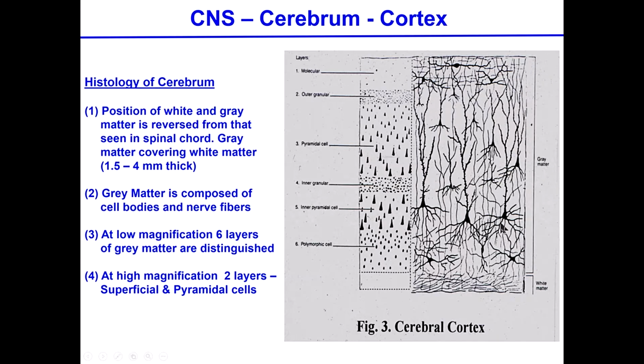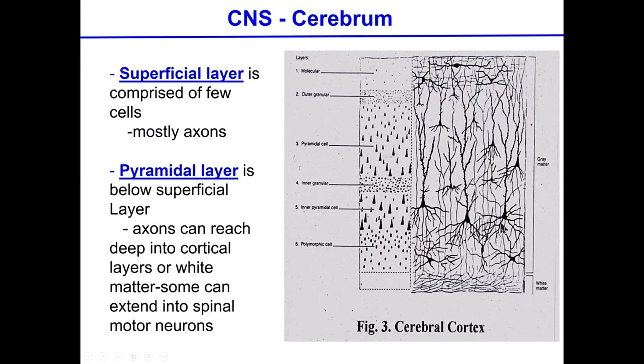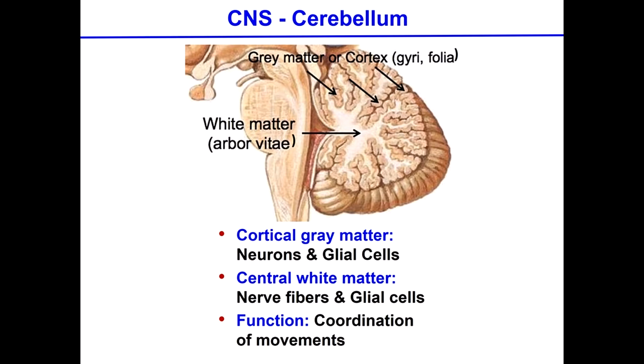And many axons extend all the way from the top to the bottom of the cortex. So in the superficial layer, as you can see here, most of what you see are axons, all right? And then in the pyramidal layer, what you see is primarily cell bodies, and you can see some of the axons go all the way to the bottom and to inner portions of the cerebrum. In the cerebellum, the situation is the same.